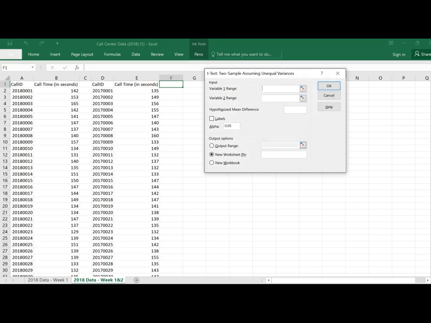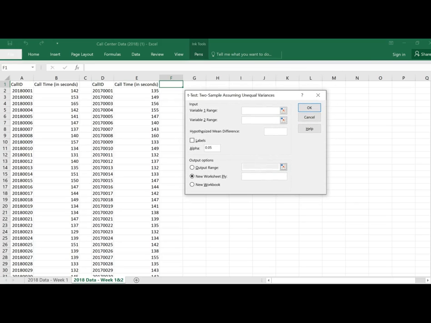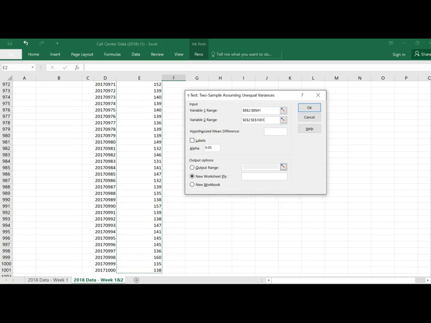And if we click OK, it brings up a little dialog box. This is pretty straightforward. We have to input 2 different ranges of information that correspond to our 2 different categories. Our first range, let's have that be my 2018 call times, and in this construction of where I put the data together, that's B2 through B41. And then for range 2, that's going to be my call times from 2017. So let's do E2 through, oh boy, it goes all the way through E1000. So we've got a much different number of observations.